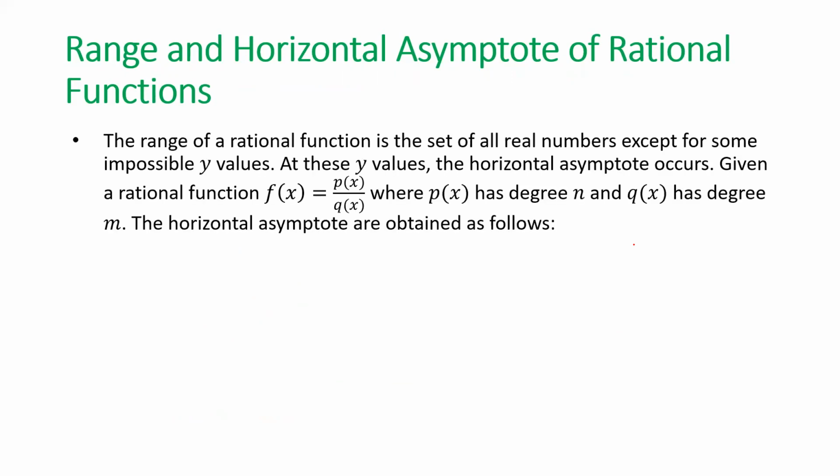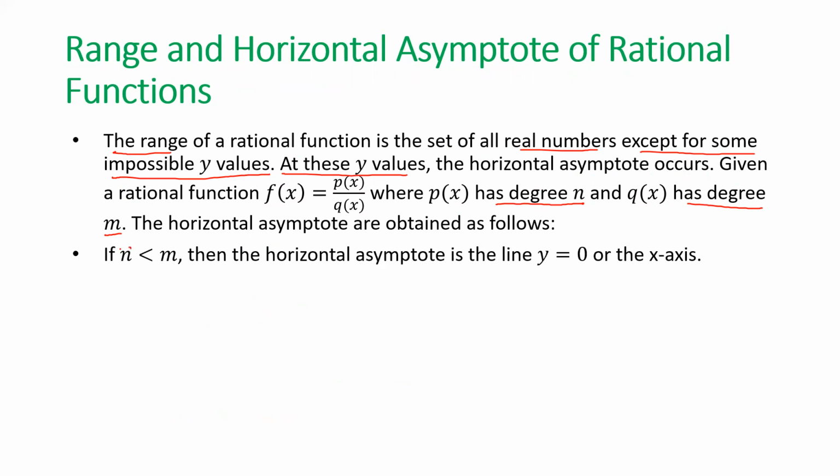Now, for the range and the horizontal asymptote of rational functions, we have to follow some rules. So the range of a rational function is the set of all real numbers except for some impossible y values. At these y values, the horizontal asymptote would occur. So given a rational function f of x equals p of x over q of x, where p of x is a polynomial function of degree n, and q of x is a polynomial function of degree m. Now, the horizontal asymptote can be obtained as follows.